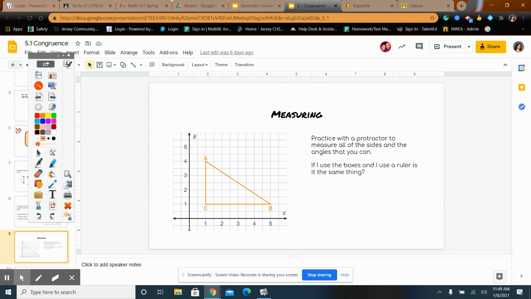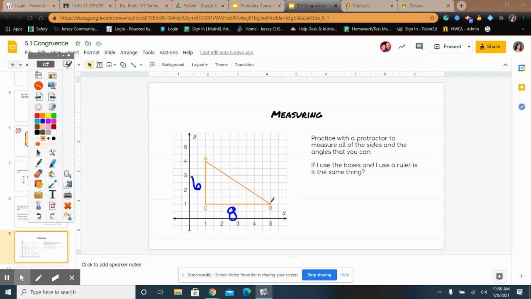So we might get some practice with a protractor today, but if I use the boxes, I can kind of count too to see how long these things are. So how long is it from C to B? 1, 2, 3, 4, 5, 6, 7, 8. And we say units. Up and down, it would be 1, 2, 3, 4, 5, 6 units.